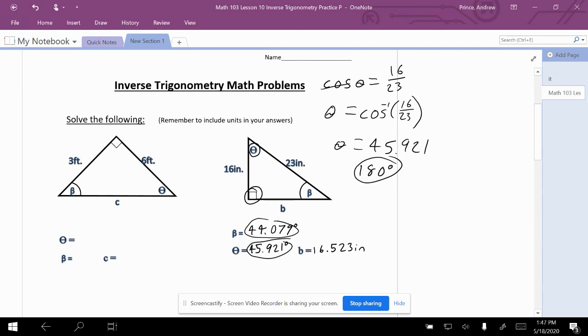So inverse trig, same thing, but now we're just using inverse sine, cosine, and tangent instead of regular sine, cosine, and tangent. And again, the only time you would use that is when you have two sides instead of a side and an angle. All right, we'll do a couple more. You guys should be on track.